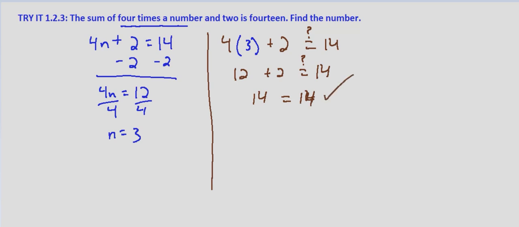Our number, for which the sum of 4 times this number and 2 is 14, is n equals 3.